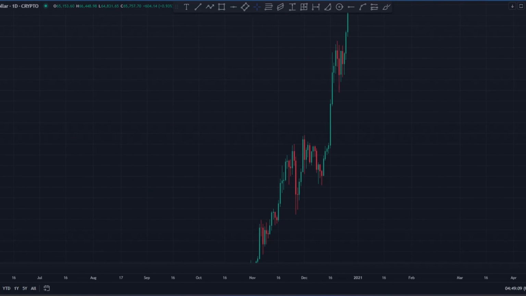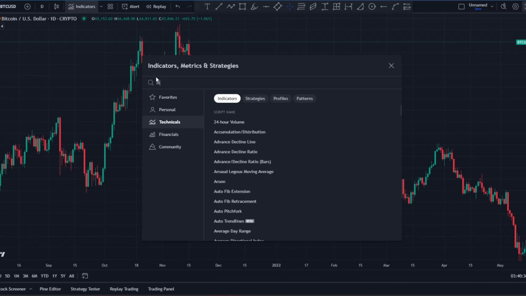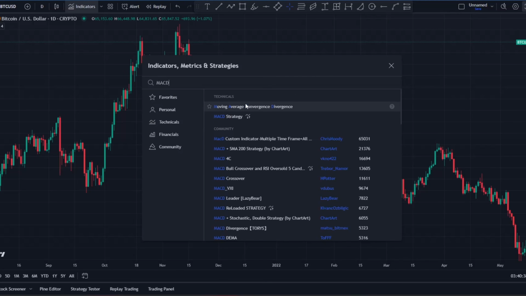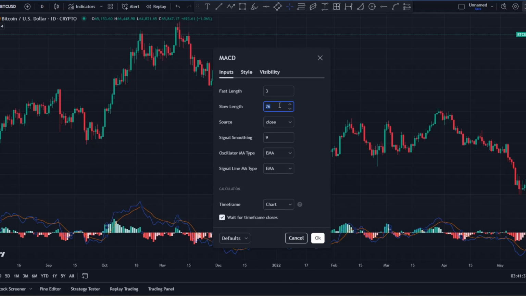Fire up TradingView. This is where we'll be setting up the chart. If you don't have an account yet, there's a link in the description to get started. Once you're logged in, add the MACD indicator to your chart. The default settings won't work for this strategy though, so here's what we're going to do.